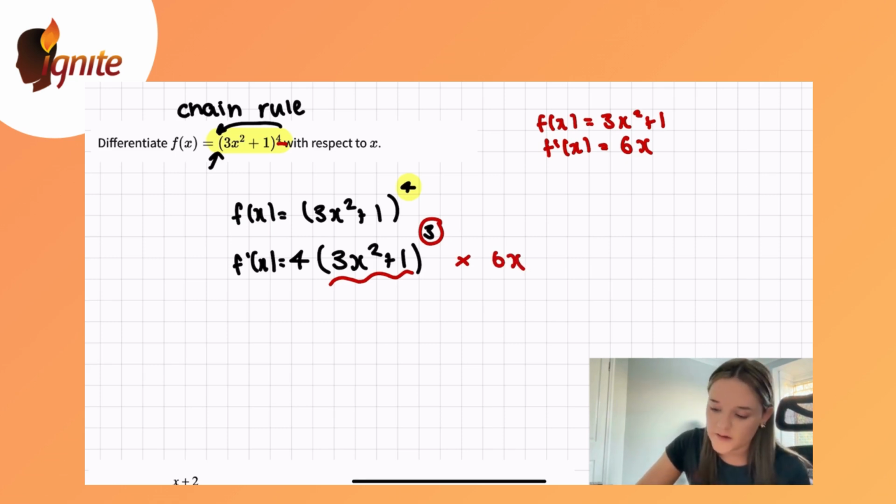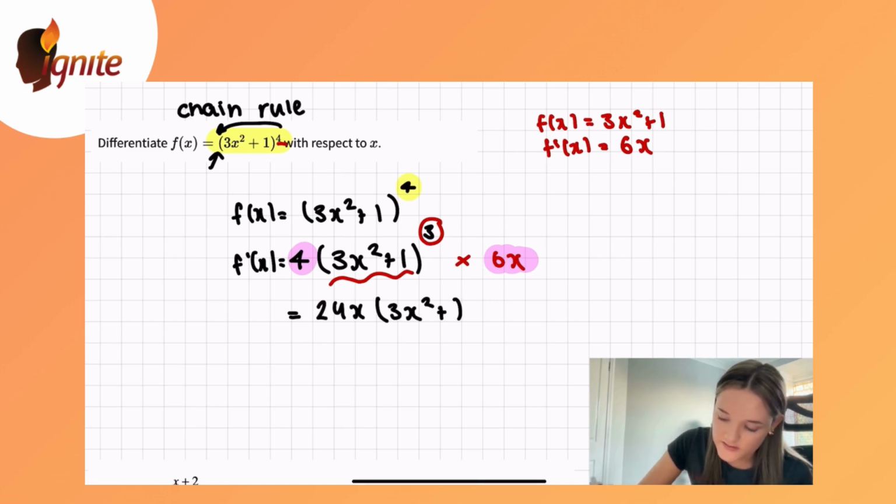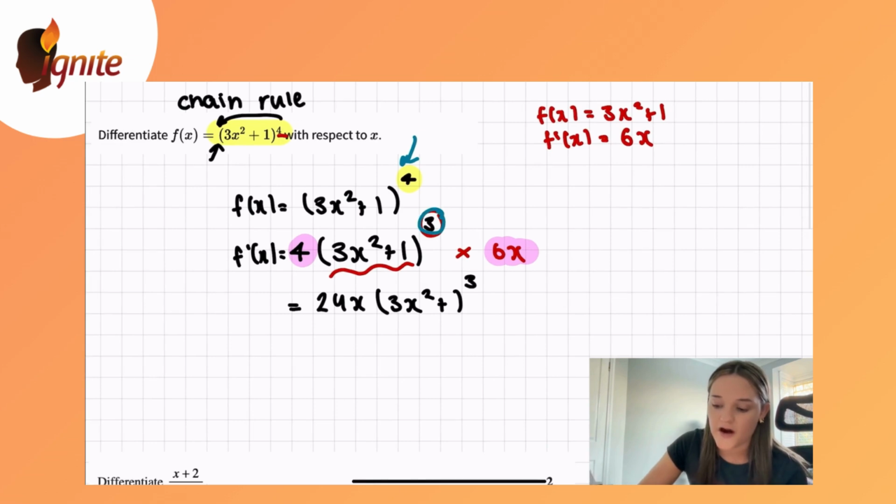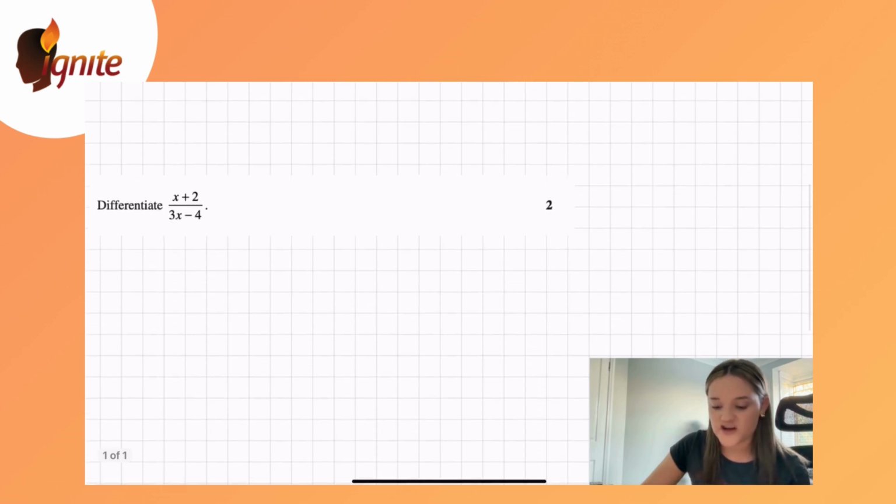We're not quite done here. What we then need to do is multiply these two numbers together to make sure that we have a fully simplified version. So we just have 4 times 6, which is 24x, (3x squared plus 1) to the power of 3. And that's f of x differentiated now. So super important here, whenever you have a large power with the brackets, straight away we can use our chain rule, which just involves multiplying the power out the front and then timesing it by the derivative of what's in your brackets. If we move on, we now have differentiate (x plus 2) over (3x minus 4).